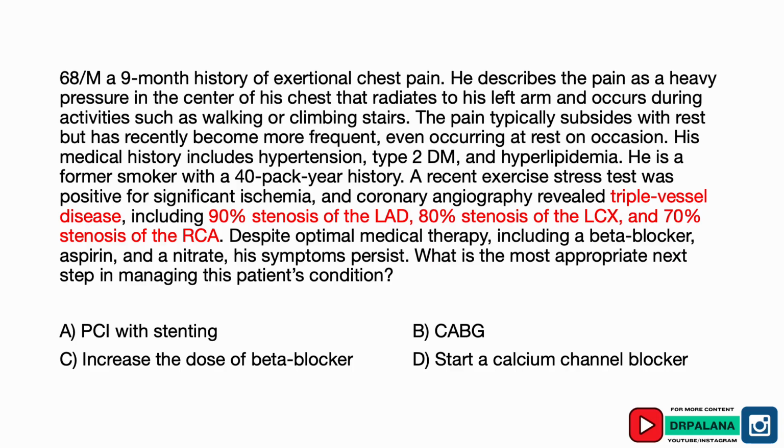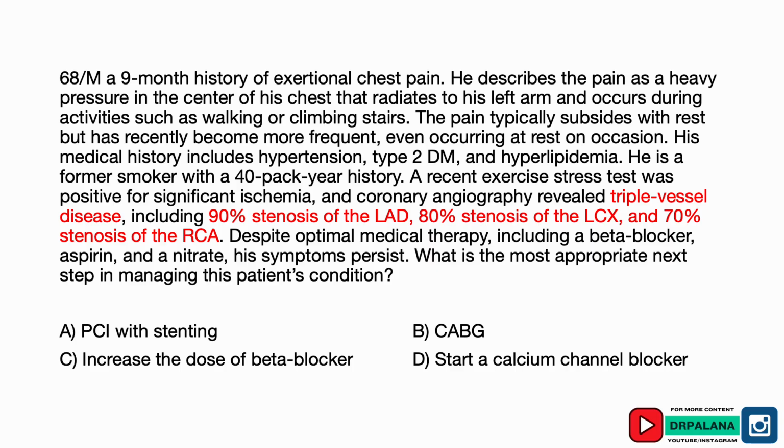A recent exercise stress test was positive for significant ischemia, and coronary angiography revealed triple vessel disease, including 90% stenosis of the LAD, 80% stenosis of the left circumflex, and 70% stenosis of the RCA. Despite optimal medical therapy, including beta blocker, aspirin, and nitrate, his symptoms persist.